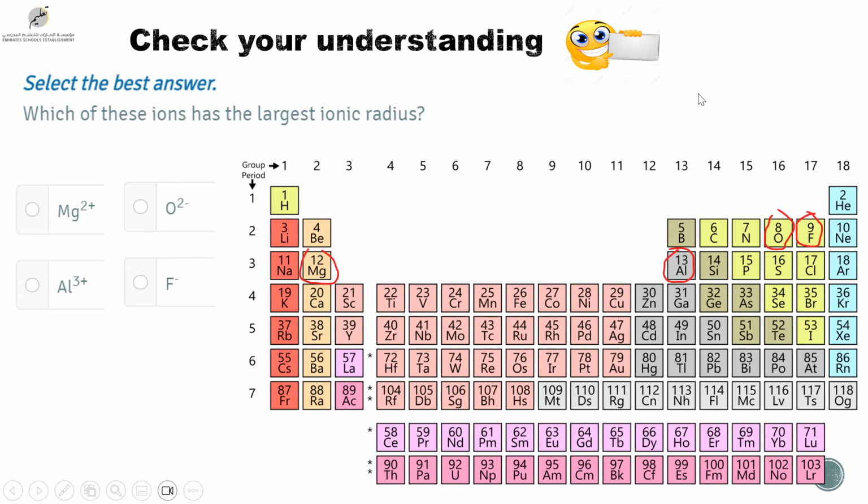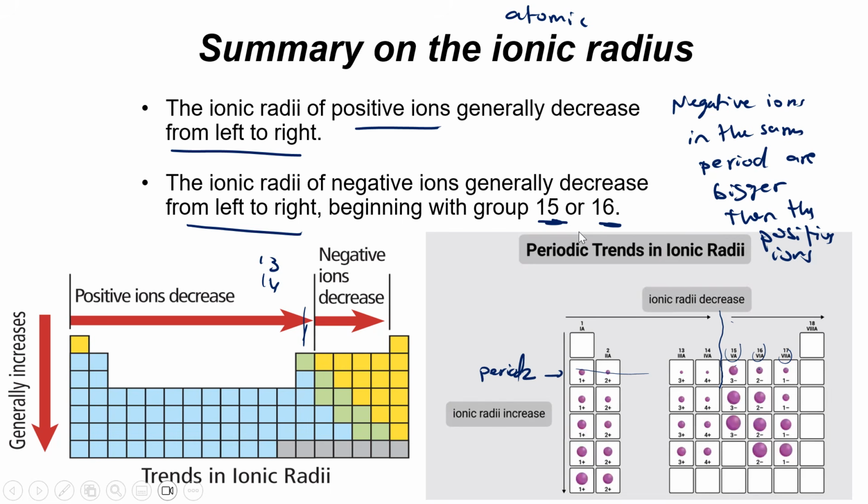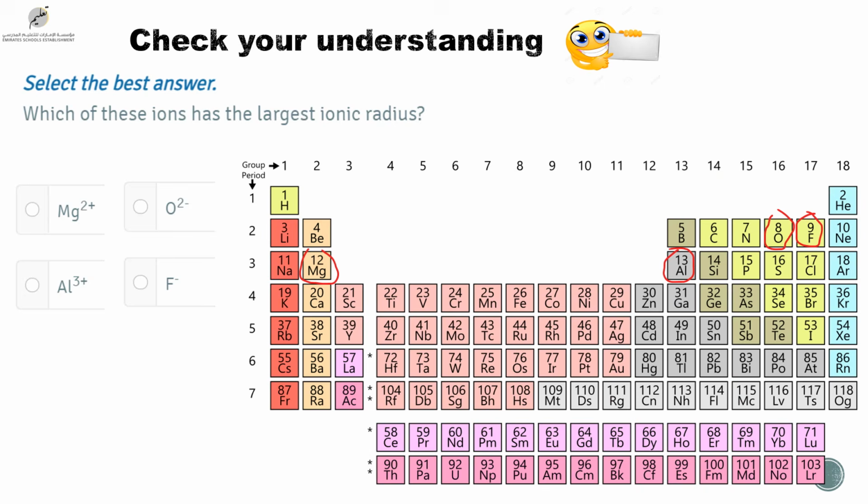Alright. Now let's go to a question. Try to answer this question based on what we saw in the previous slide. And you can go back and repeat it, okay? So try to answer this question and come back to the video. Okay guys, so how can we know which of these ions will have the largest ionic radius?